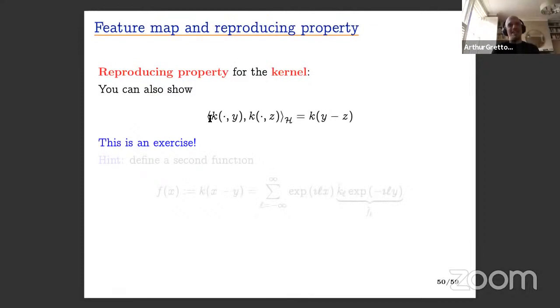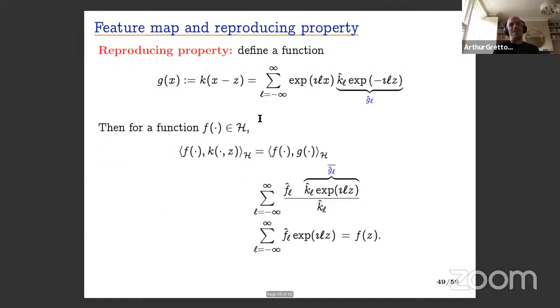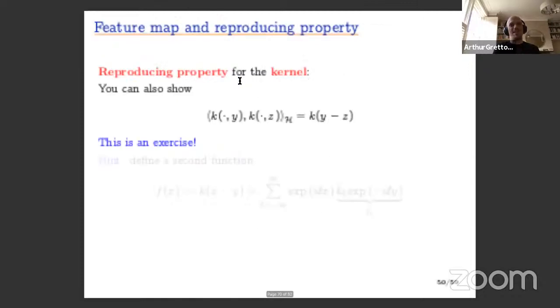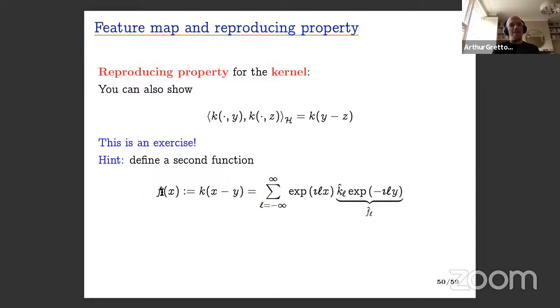Now your exercise tonight is to show that the same happens when I take the dot product of the kernel centered at y and the kernel centered at z. This is something you can try tonight to convince yourself that even this second part of the reproducing property holds. In fact, it's going to be a pretty simple exercise, because you define your function g as we did here, which is a function centered at z. And I define a second function f, which is my kernel centered at y. When I take the dot product of that f and g, I get my kernel of y minus z, using much the same algebra as I used before.